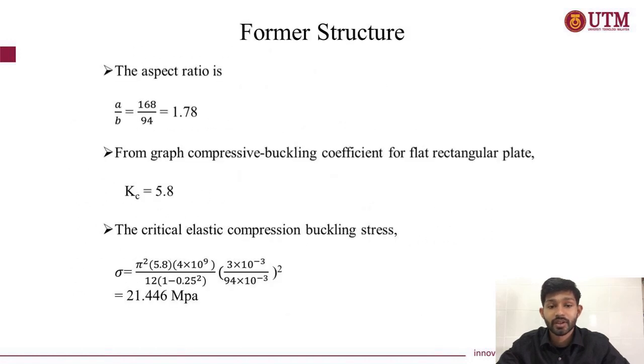So the first analysis is done on the former structure. The aspect ratio formula used is A over B, which is 168 over 94. 168 over 94 is our former structure dimension, and once we calculate, the value we get is 1.78, and 1.78 is used to refer to the graph of compressive buckling coefficient to get the Kc value, which is 5.8. Then these two values are substituted into the critical elastic compression buckling stress equation, and we obtain the value 21.446 megapascal.